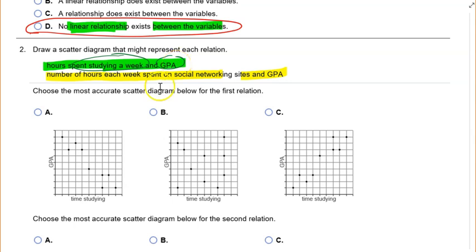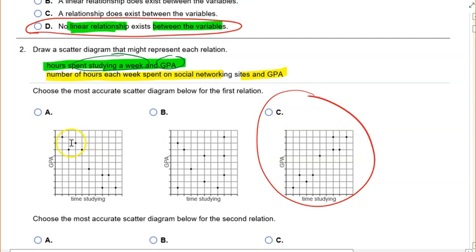Therefore, you're looking for the diagram where the dots go upward. This is the right diagram, where time studying is the explanatory variable and GPA is the response variable. If you go right, you're going up and up. The answer is C. The other one doesn't make sense because this goes down. It looks like the more time studied, the lower the GPA. Technically not possible. This one is everywhere, there's no relationship between the two variables. That is not the right answer either. The answer is C. The other relation is just the opposite.